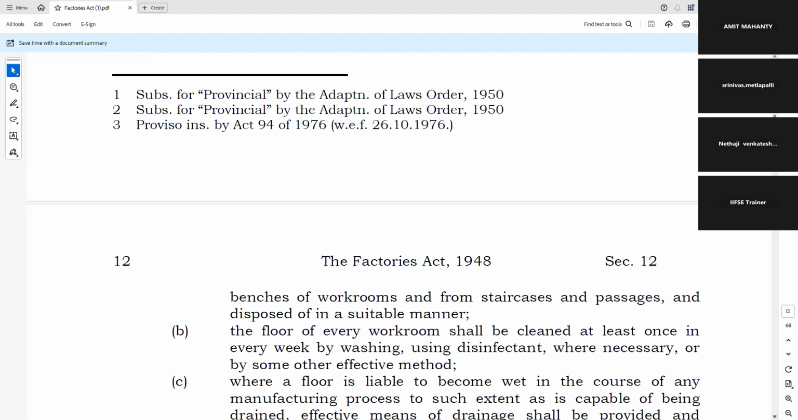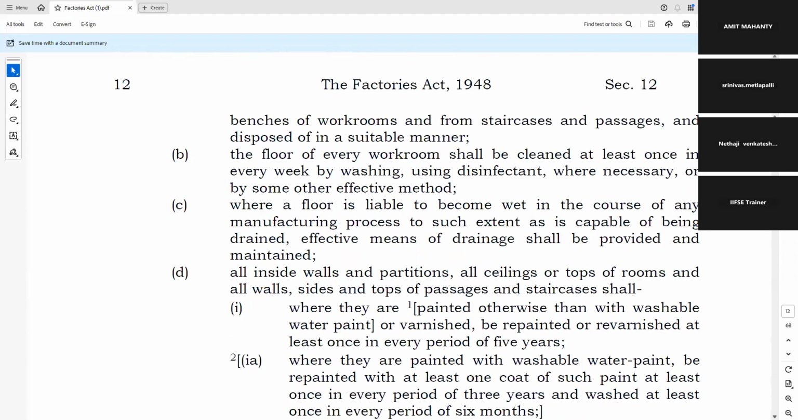All the work areas, workbenches, workrooms, etc. Then the floor of every workroom shall be cleaned at least once in every week by washing using a disinfectant where necessary or by some other effective method. So at least once in a week the floor has to be cleaned with a disinfectant or any other effective method. Then where the floor is liable to become wet in the course of any manufacturing process to such an extent as is capable of being drained, effective means of drainage shall be provided and maintained.